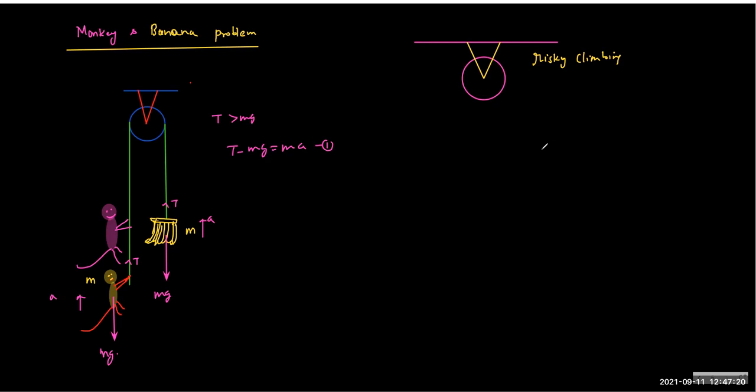And if you say that let's say there is friction or the banana gets stuck in the pulley, then will he eat it? Yes, of course he will eat it. So we are not dealing with those things, which are not part of the puzzle. What we're discussing is the puzzle which follows the laws of motion. Anyway, now there is something called risky climbing, or maybe you can say falling.